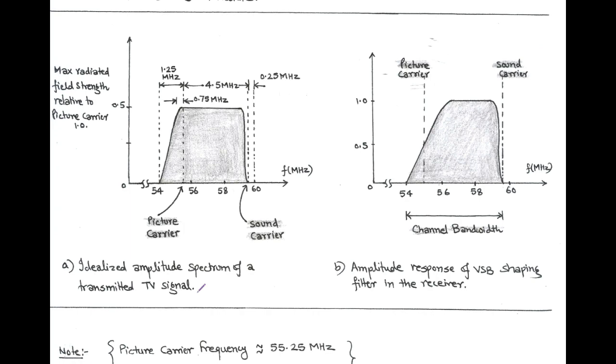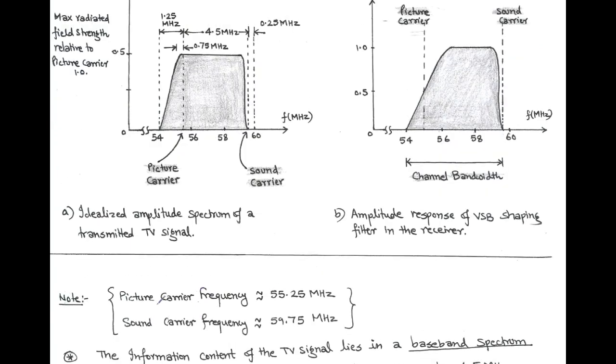Here we note a point. Ideally, we use 55.25 MHz as picture carrier frequency and 59.75 MHz as sound carrier frequency. That is used ideally in TV signals and shown in figure A. And the information content of TV signals lies in a baseband spectrum that extends from 1.25 MHz below the picture carrier to 4.5 MHz above the picture carrier.